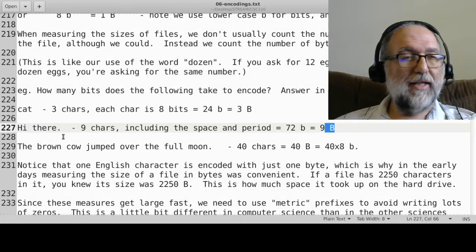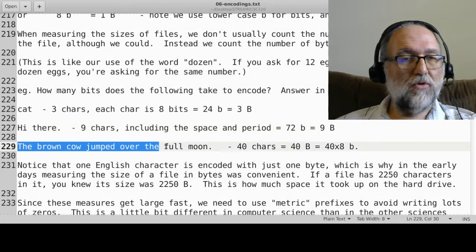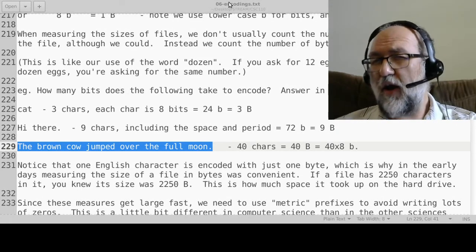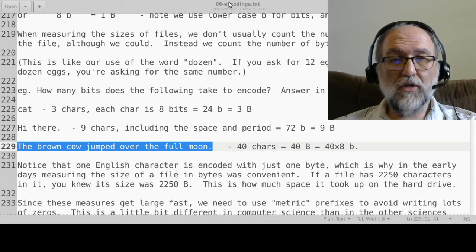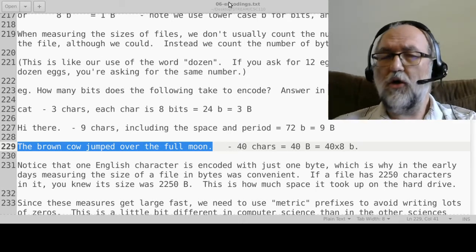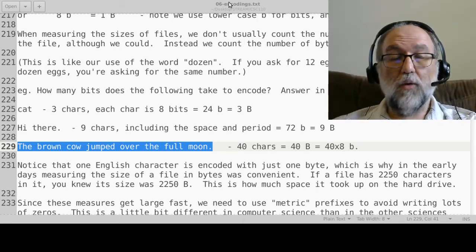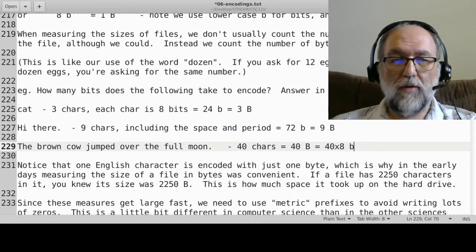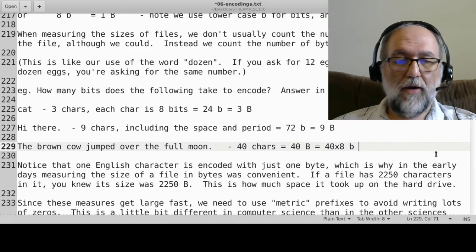What about this sentence? The brown cow jumped over the full moon. If you just count the number of characters there, and I did, that's 40 characters. 40 characters is going to be 40 bytes. Each character is encoded by 1 byte, so that's 40 bytes. But if you want that in bits, multiply it by 8, and there you go. That would be what it is in bits.